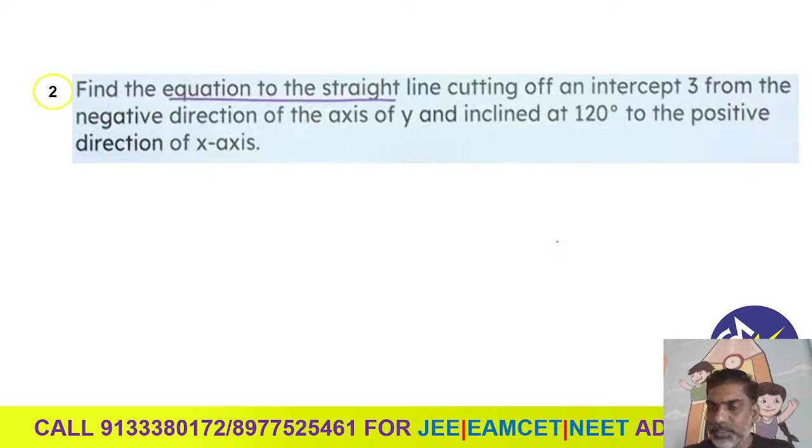If you draw the figure for this question, intercept of 3, so 1 2 3 here, this is a negative 3. Okay, this total distance is negative 3, and it is inclined at 120 degrees to the positive direction. And it is inclined, this is 120 degrees.